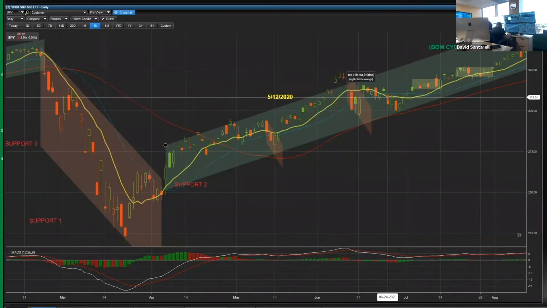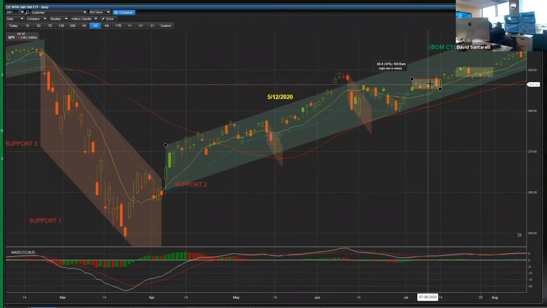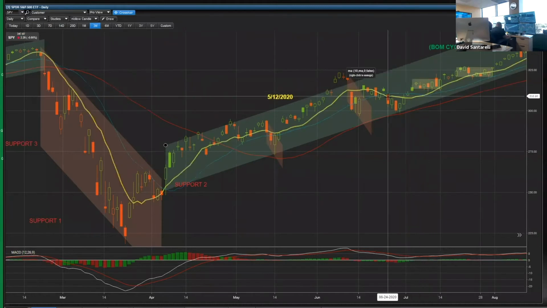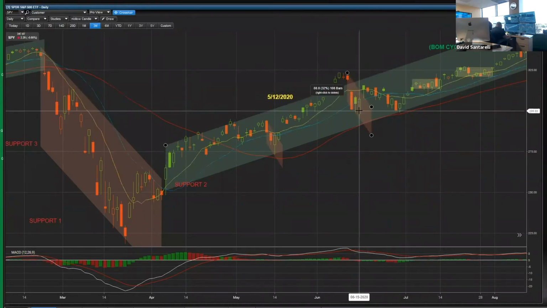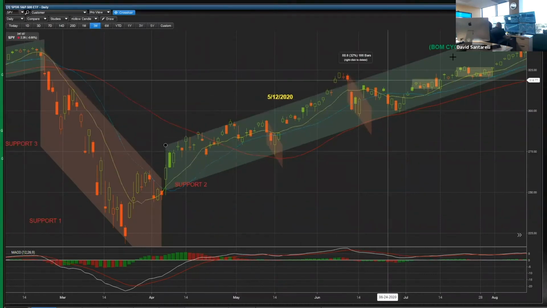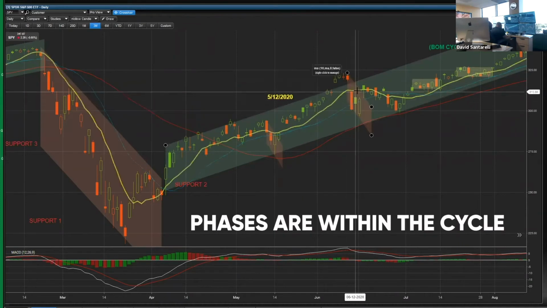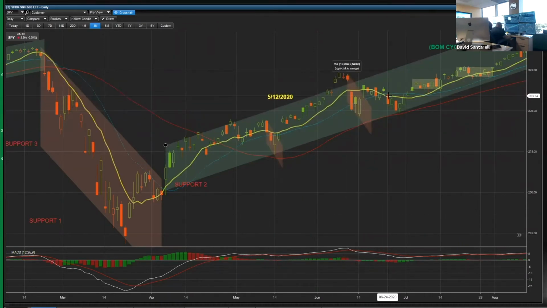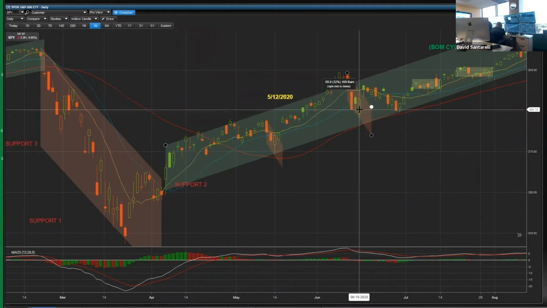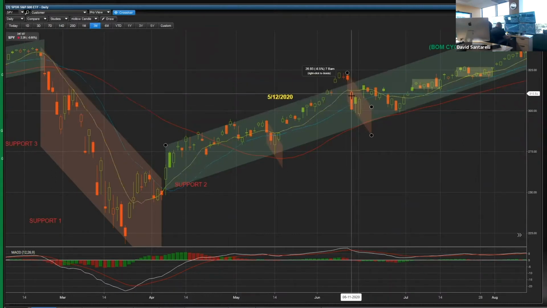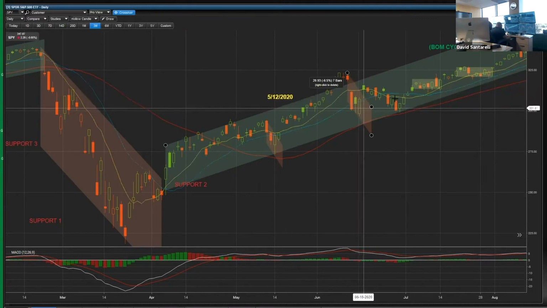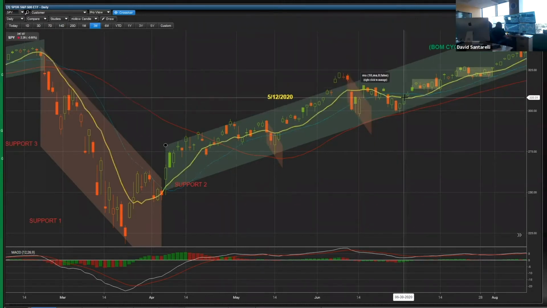You got out here on the 24th of June, but then you were climbing again. Now I'm going to show you. So you see how it came down to previous support when you retraced in this previous phase. So cycles are these. Phases are within the cycles, okay? So now you had that sell signal right here on June 24th. You came down to support at 300, which was from the previous retracement here in that phase. You held that support and you started to climb.